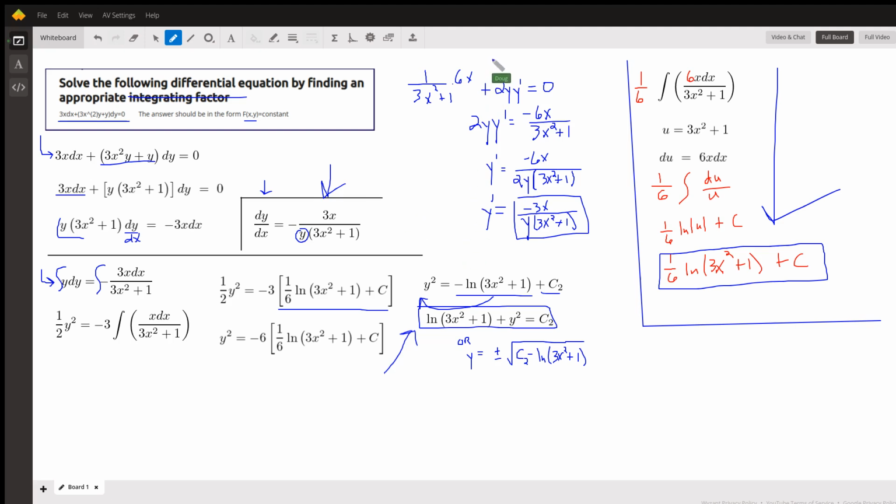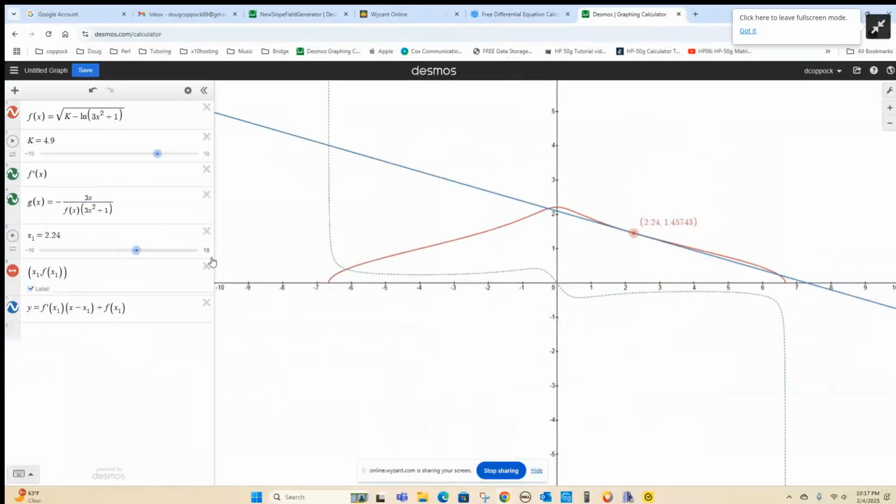If I share my screen and go to Desmos, there's that f of x, which we think is the solution. I used k instead of c. And f prime of x is the derivative of that. That's this light green dashed line. And if I rewrite that as -3x over y times 3x squared plus 1, I get the same graph.